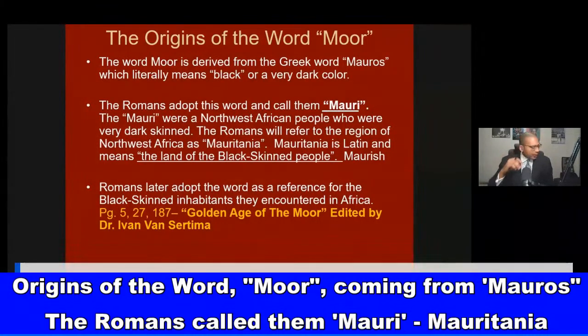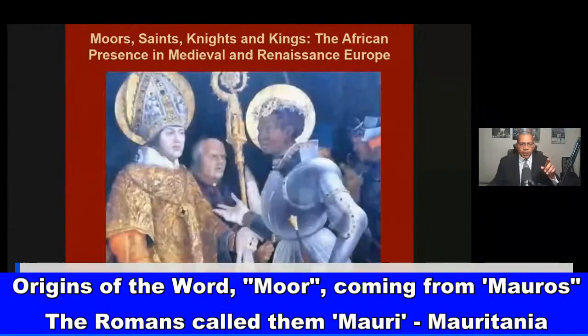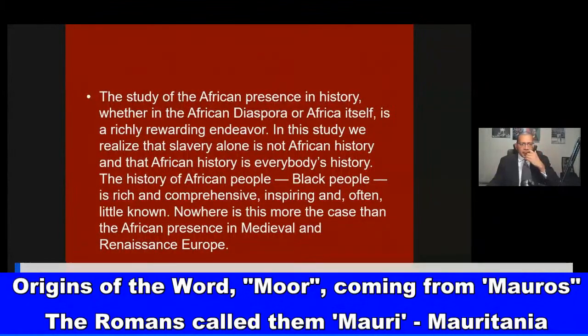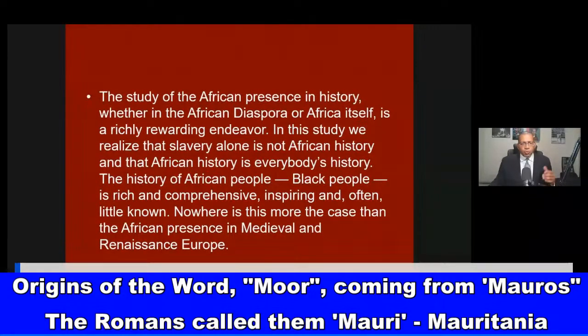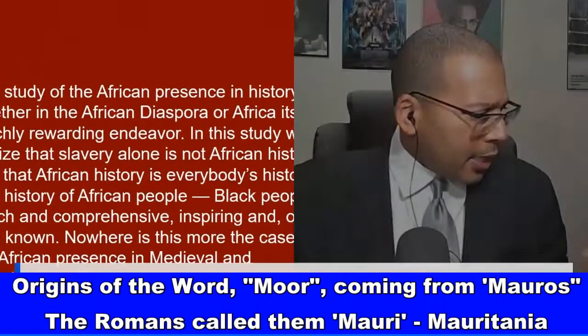Golden Age of the Moor, edited by Dr. Ivan Van Sertima, is another book that we use in the class. And if you look at pages 527 and 187, you'll see references for that information. Okay, so we go through and look at some of the history of the Moors also. Runoko Rashidi had a really good article for AtlantaBlackStar.com called Moors, Saints, Knights, and Kings: The African Presence in Medieval and Renaissance Europe. We use two of Runoko's books in the class.